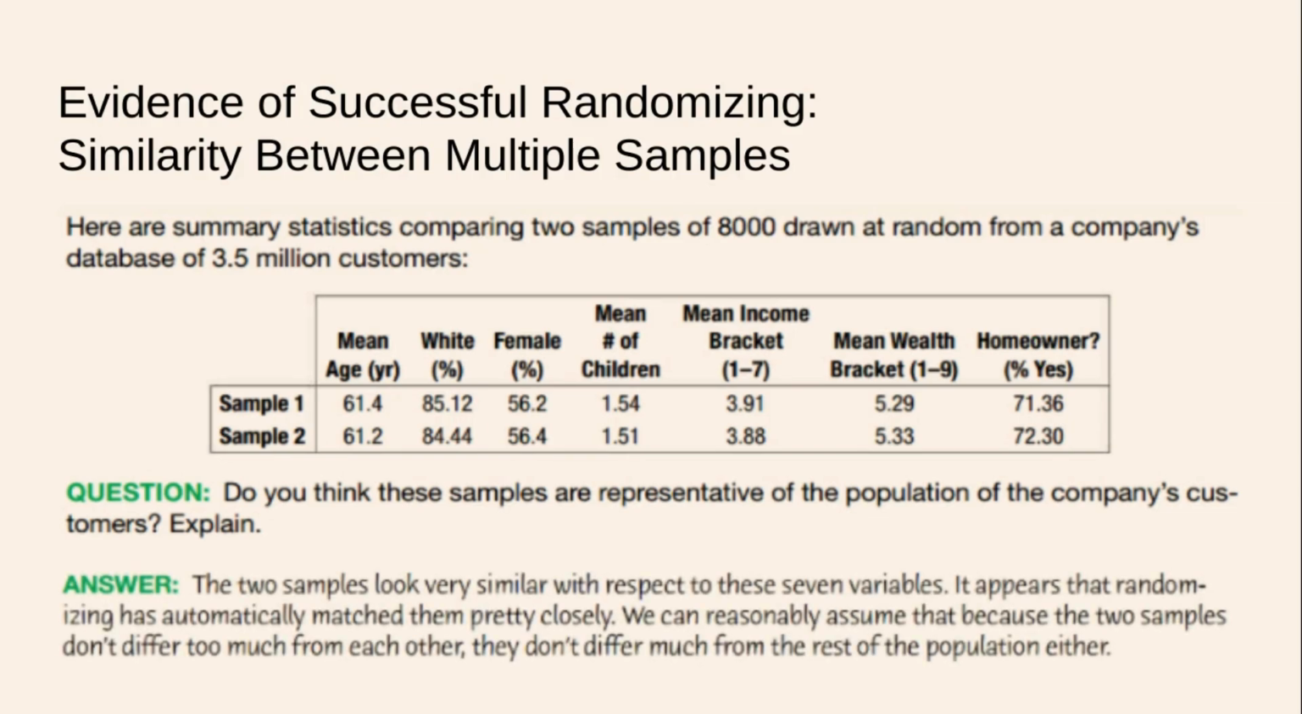Here's the book's answer. The two samples look very similar with respect to these 7 variables. It appears that randomizing has automatically matched them pretty closely, so we've taken some good samples, or at least our textbook writers have. We can reasonably assume that because the two samples don't differ too much from each other, they don't differ much from the rest of the population either.